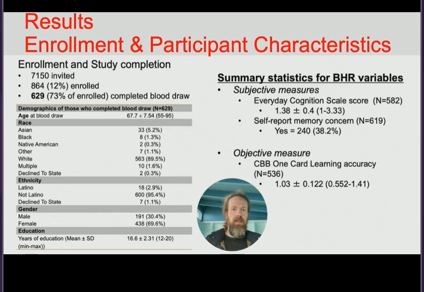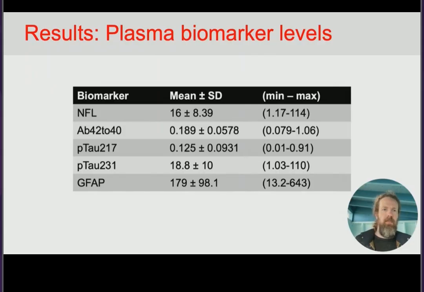In terms of the BHR variables themselves, you can see the summary statistics here. And in terms of the plasma biomarkers, here's the mean and standard deviation, and the mins and the maxes for all the unit values relative to the biomarker.